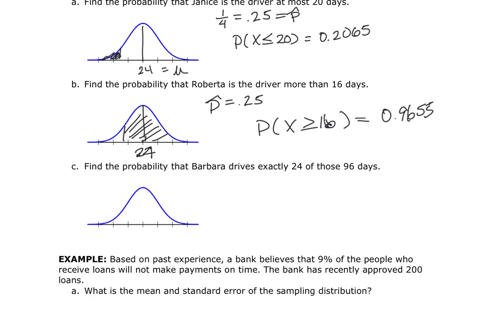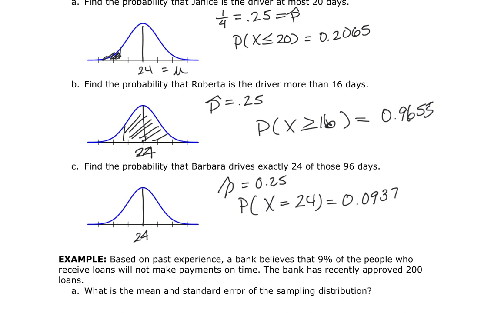Find the probability that Barbara drives exactly 24 of those 96 days. Okay, so here is our mean, which is 24, and we want to know exactly, so I'm not left or right. What I want is the probability of my random variable being exactly 24. So now I'm going to put in 24. And for Barbara, because again there are 4 choices, my p hat is still 0.25. I'm going to get 0.0937. So about a 9% chance that Barbara will drive exactly 24 days.